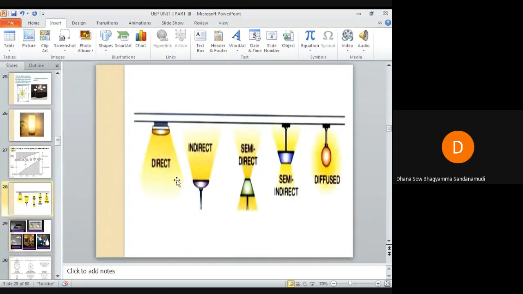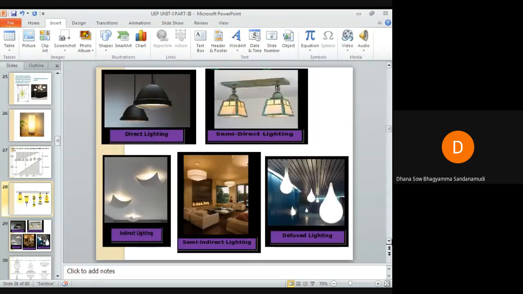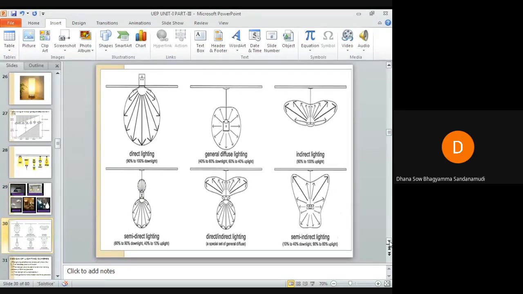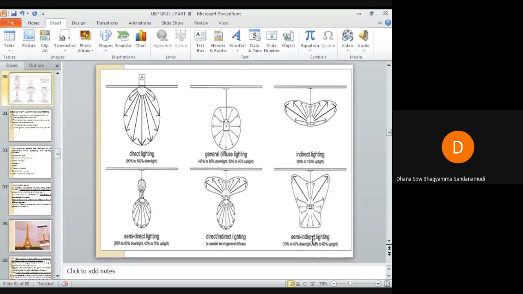One more image. So direct lighting, indirect lighting, semi-direct lighting, semi-indirect lighting, diffused lighting. Direct lighting example, one more, semi-direct lighting, indirect lighting, semi-indirect lighting. This is our diffused lighting. One more image is there. I have inserted many images, so you can see the luminous flux lines.